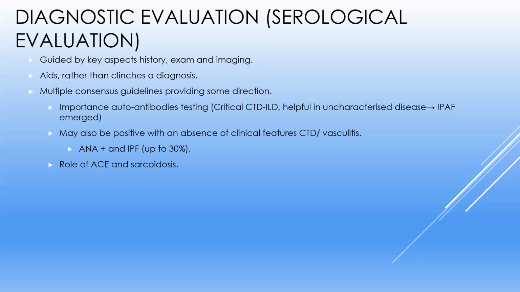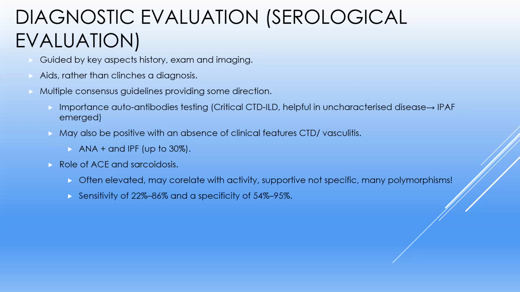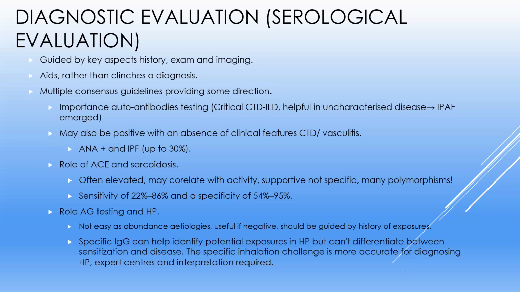Importantly, another test is the ACE level, which we typically test in sarcoidosis. It's often elevated. There are many causes of raised ACE, importantly in our South African setting being TB. It may correlate with activity, but it's supportive rather than specific, and there's actually a whole host of polymorphisms in the ACE gene that may decrease its sensitivity and specificity as described.